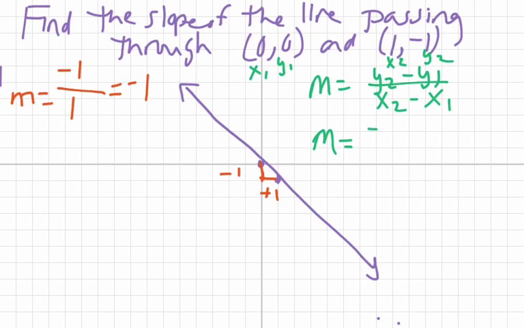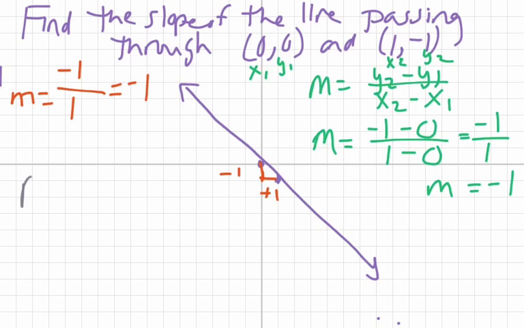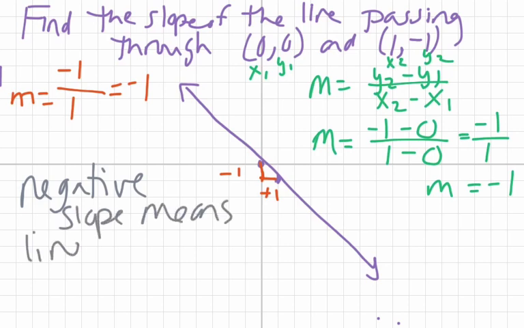So y2 is -1, y1 is 0, x2 is 1, and x1 is 0. -1 minus 0 is -1, and 1 minus 0 is 1, and so we get -1 for the slope. And again, what we get from the graph and what we get from the formula should match. And what you want to remember from this is that a negative slope means the line tilts down from left to right.